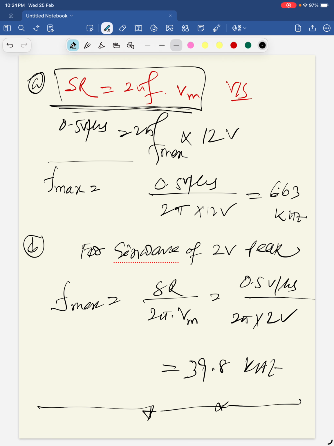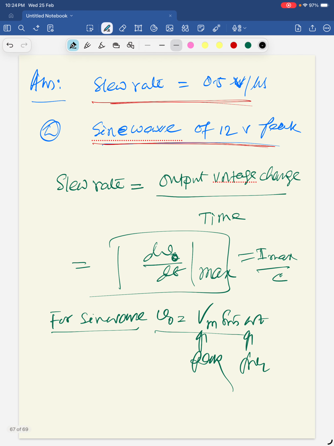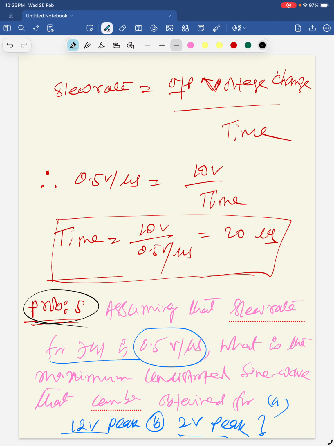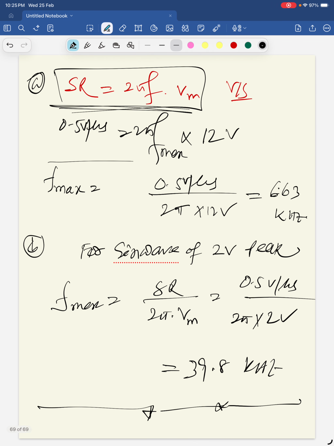So this formula we have to remember. Now we'll go for problem number 6. This is problem number 5. Now problem number 6. Now problem number 6, we will write the problem number 6.